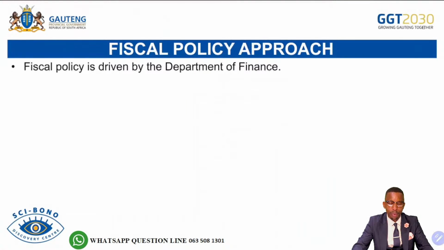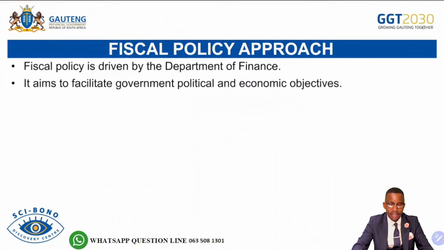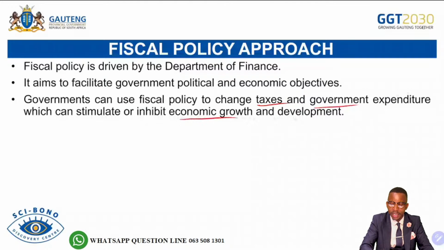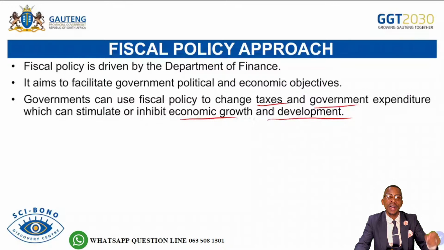The fiscal approach. So fiscal policy is driven by the Department of Finance. It aims to facilitate the government's political and economic objectives. Government can use fiscal policy to change taxes and government expenditure, which can stimulate or inhibit economic growth and development. Remember, whenever the state intervenes by increasing taxes, that can result in the state receiving more tax revenues, but in the short run. But if that tax is too high or aggressive, that can lead to tax evasion.